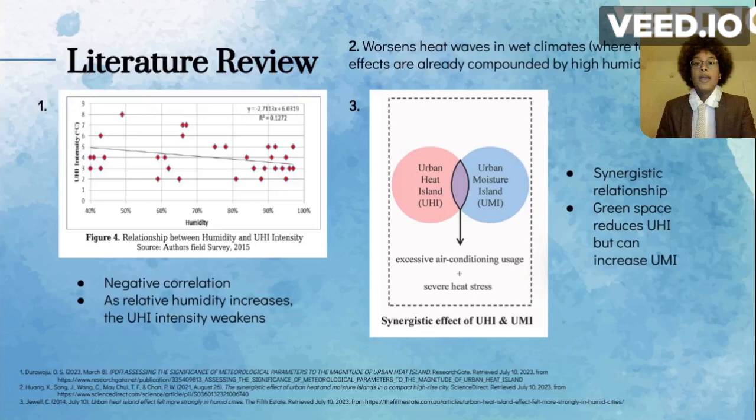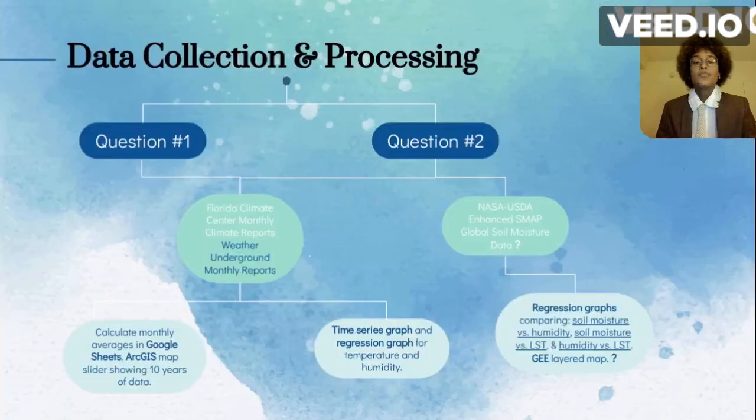In terms of what we did to conduct this study, I sourced my data from Florida Climate Center's monthly climate reports, specifically for my air temperature data, and sourced my humidity data from Weather Underground's monthly reports. I then took this data and calculated monthly averages in Google Sheets and created an ArcGIS slider map using this data showing the last 10 years. Then I created a time series graph and regression graph for both relative humidity and temperature.